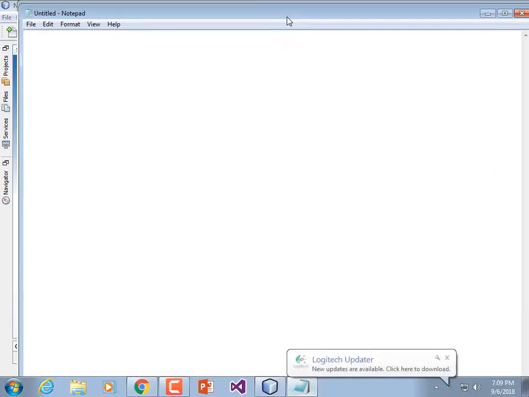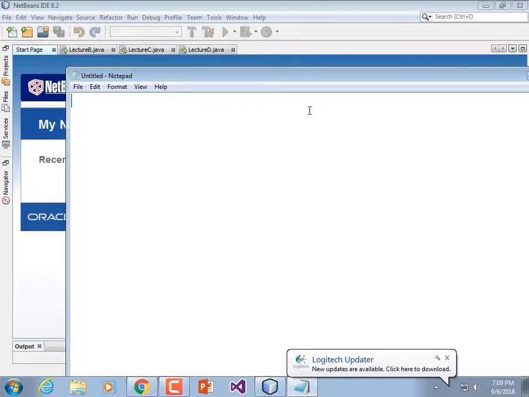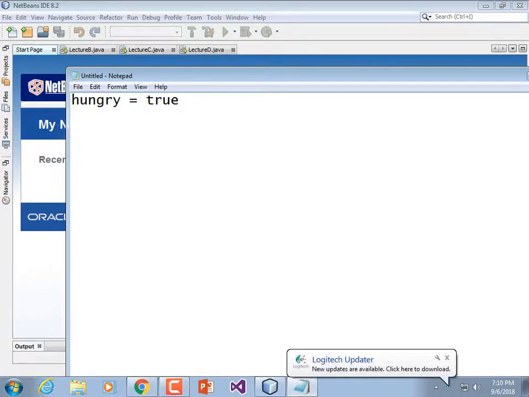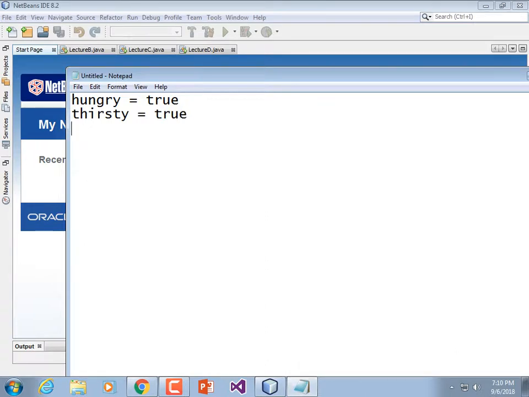Right, so suppose you have something like this. A or B1 for Boolean is equal to, how about, hungry is equal to true or false, and thirsty equals true or false. And then you're writing a while loop, and your while loop looks something like this.